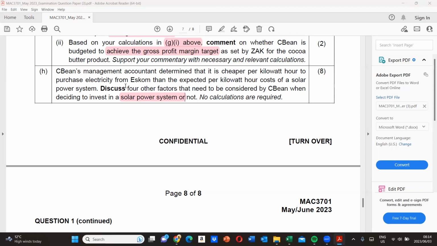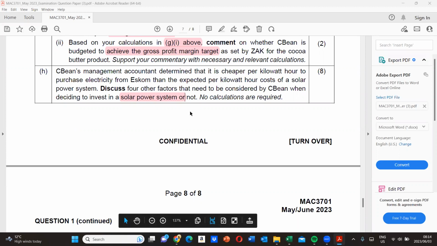Anyone, guys? This is what's happening in today's terms, isn't it? ESCOM versus solar. Why can't you guys discuss load shedding? Remember now, yes, ESCOM might be cheaper, but there is load shedding. Then you discuss that point. See that? So this is what we need to look at.